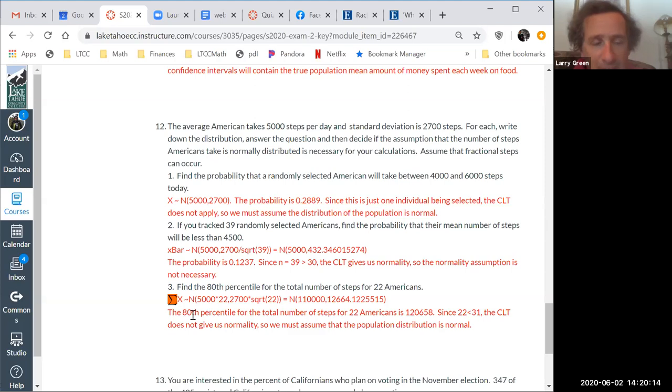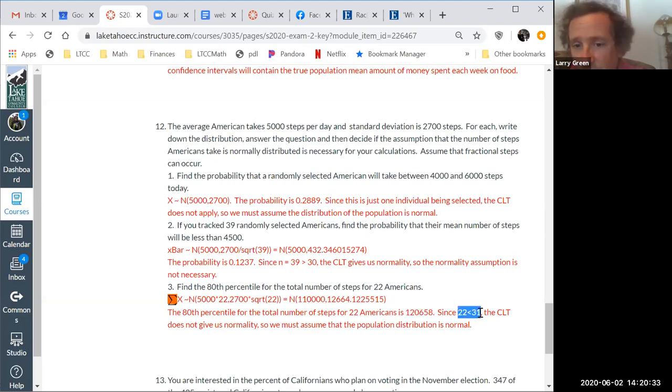Okay, we want the 80th percentile. So we can use a calculator, and I got 120,658 for the total number of steps. Notice that the sample size was 22.